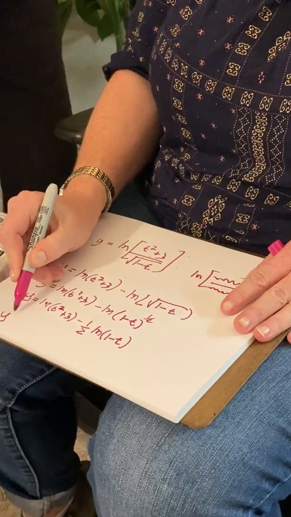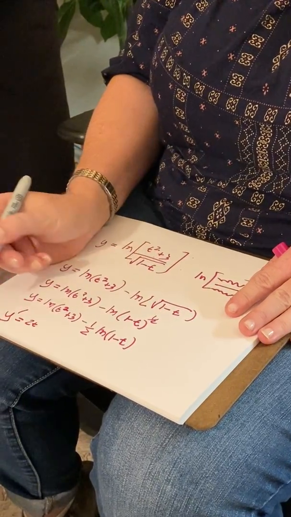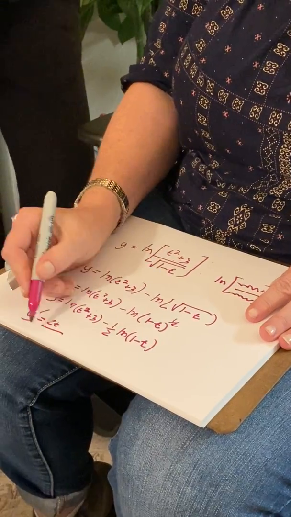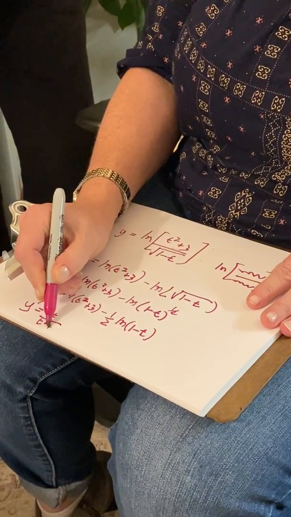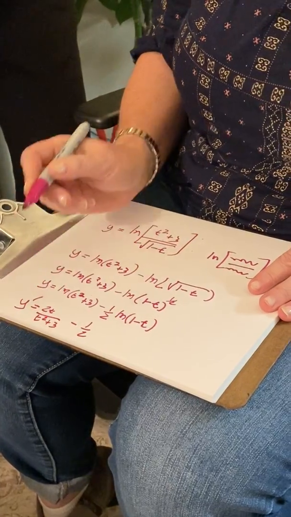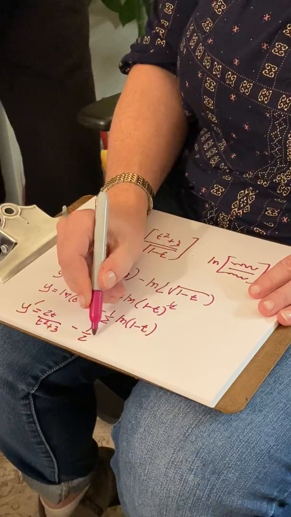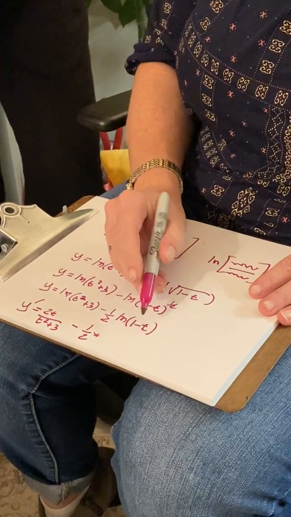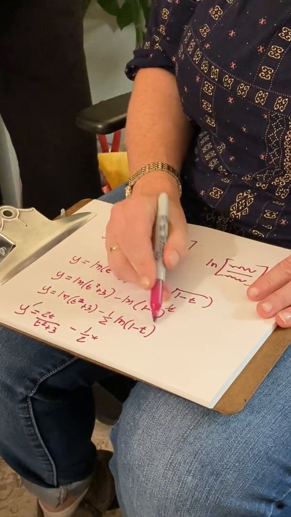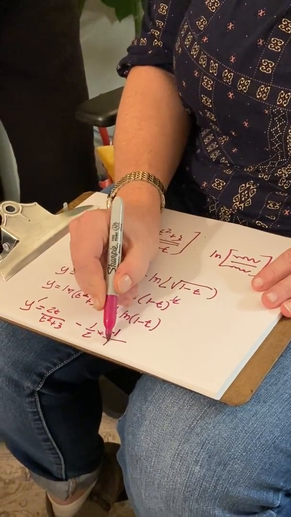Lovely. What's my derivative? 2t over t squared plus 3. That's the first one. Second one. 1/2 is now a constant coefficient. It goes along for the ride. Times 1 over 1 minus t, times the derivative of 1 minus t, which is negative 1.